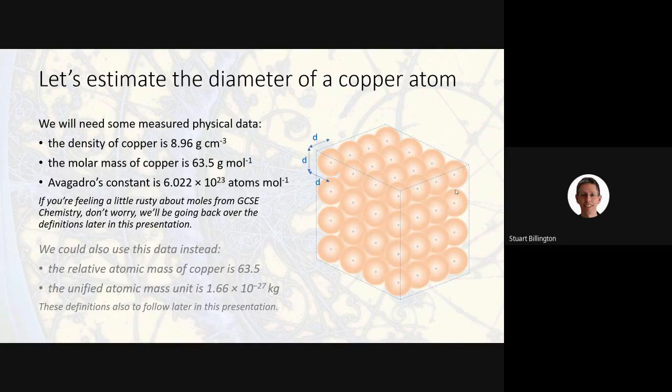So I'm going to stop talking for a minute, and I would like you to have a think about how you could use any of those numbers, well, you'll need all 3 of them, to work out D in the picture. How big is an atom? So I'm just going to be quiet and you have a little think about how you can do that.